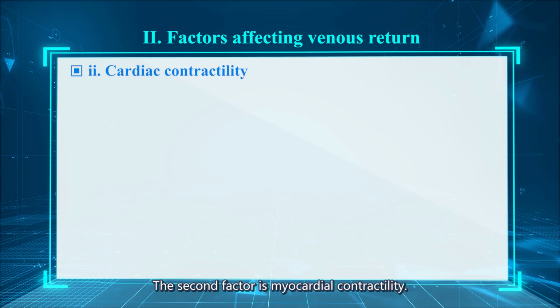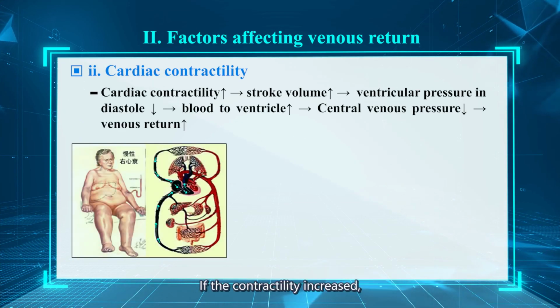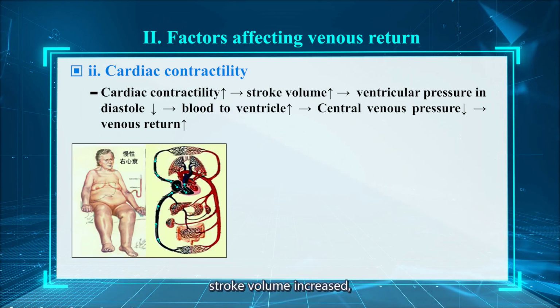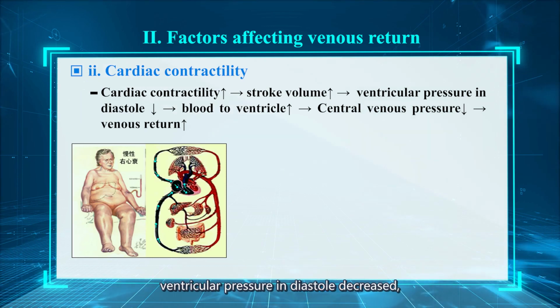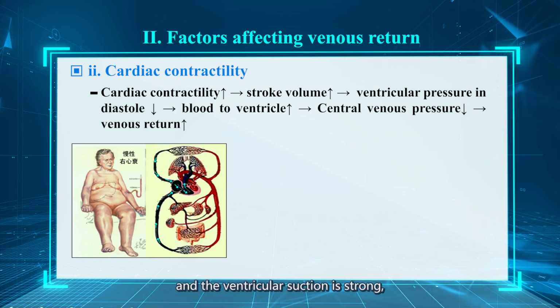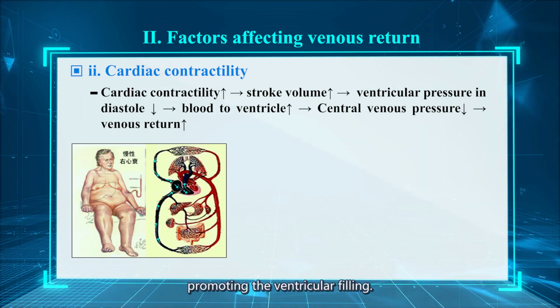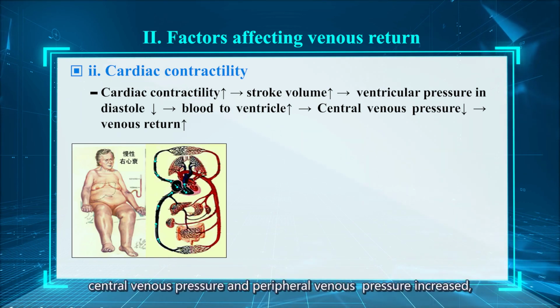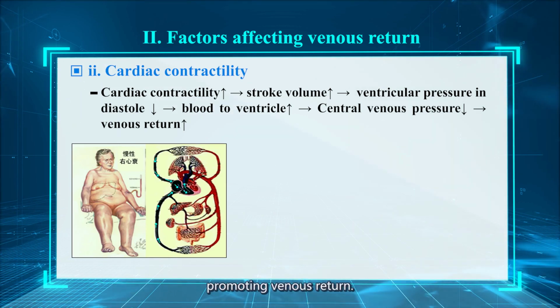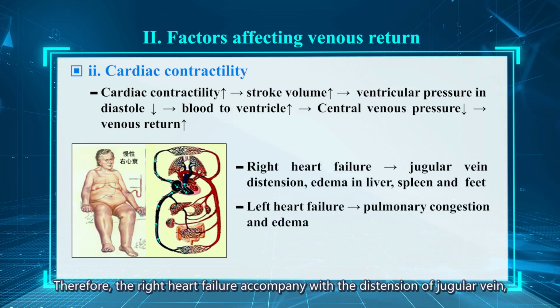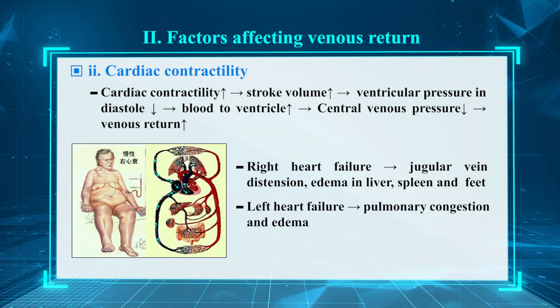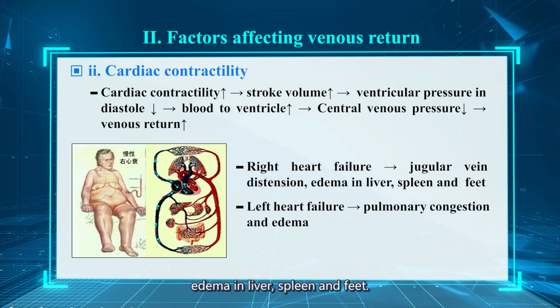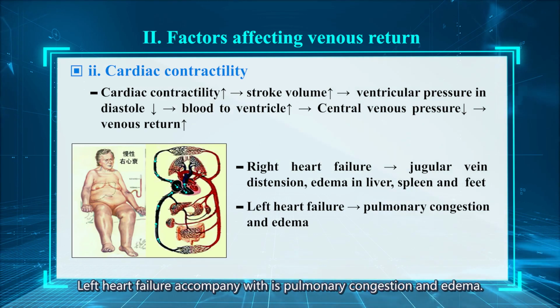The second factor is myocardial contractility. If the contractility increases, stroke volume increases, ventricular pressure in diastole decreases, and the ventricular suction is strong, promoting ventricular filling. The pressure difference between central venous pressure and peripheral venous pressure is increased, promoting venous return. Therefore, right heart failure is accompanied by distension of the jugular vein and edema in the liver, spleen, and feet. Left heart failure is accompanied by pulmonary congestion and edema.